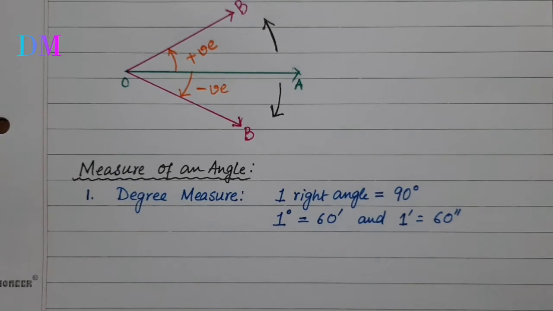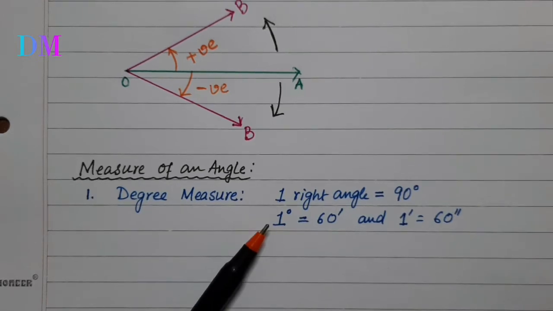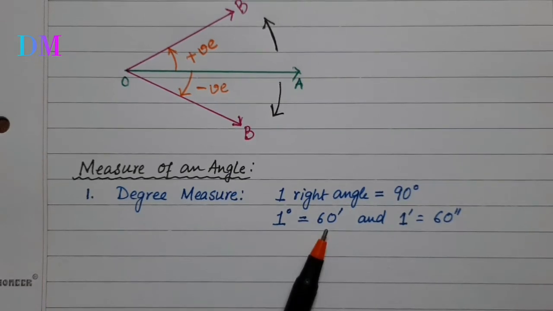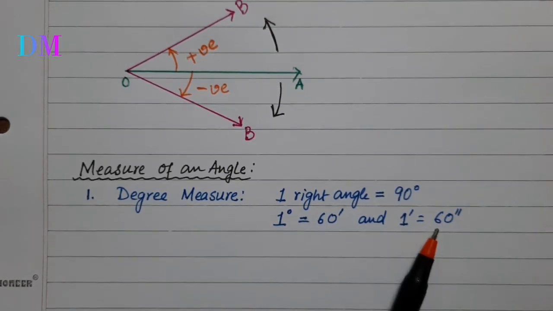The first one is the degree measure. We will define here one right angle equals 90 degrees. Means one right angle is divided into 90 equal parts, and these equal parts are known as 1 degree. Now further, 1 degree is divided into 60 equal parts and we get 1 degree equals 60 minutes. And further, 1 minute is divided into 60 equal parts, which gives 1 minute equals 60 seconds.